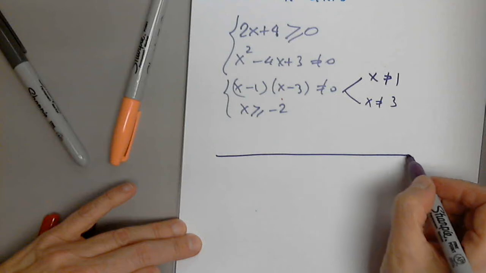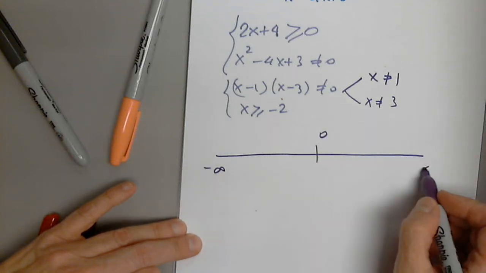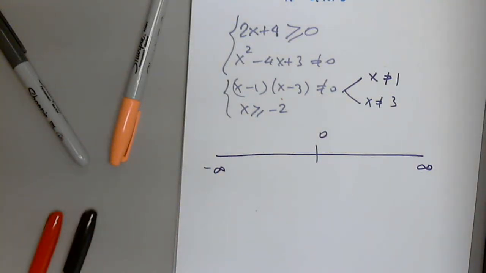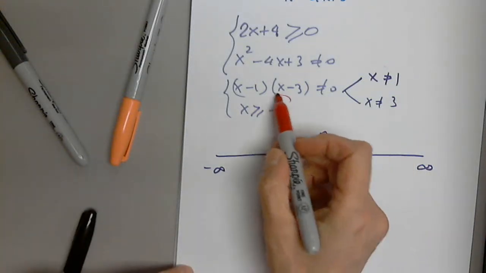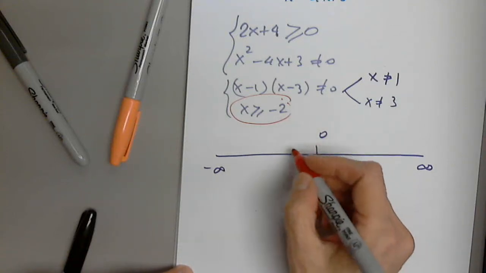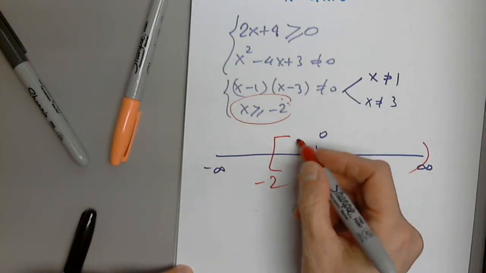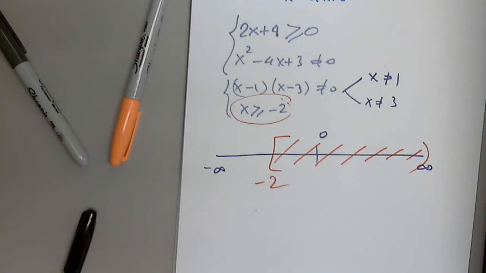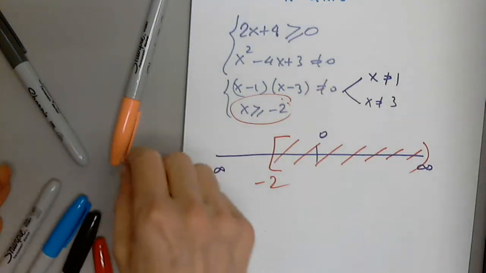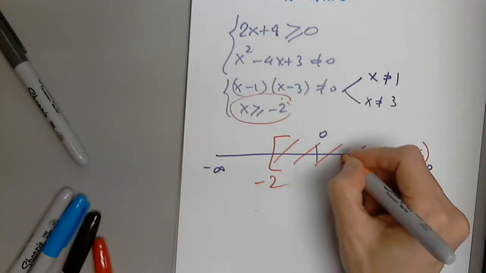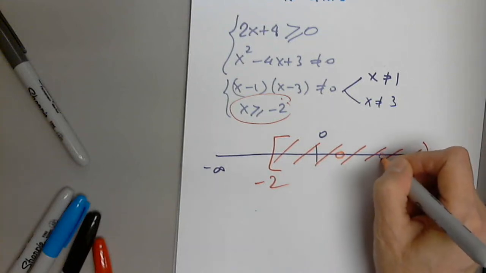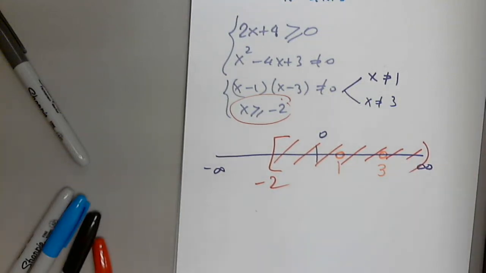But in order to find the domain of this function, it is wise, or at least I will do it, to show what I'm doing, to show the path. So first I will graph this. I don't care for units. Negative 2 to infinity is this interval. But because x cannot be 1 and 3, I have a hole here and a hole here, at 1 and at 3.